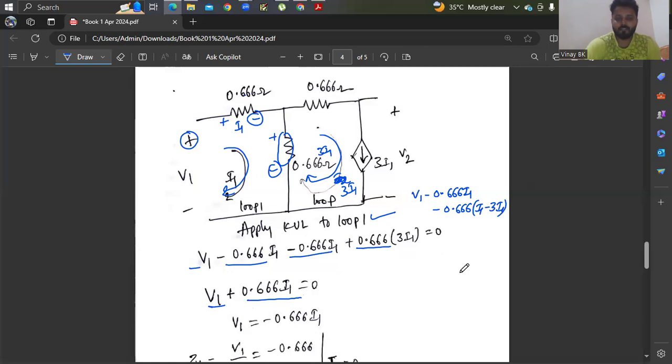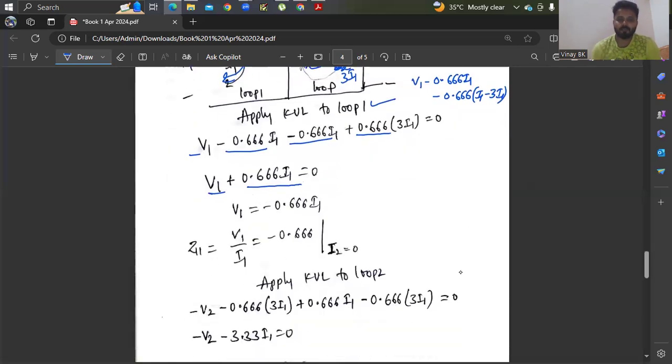So now you send that I1 part to the right side, plus becomes minus. Therefore, you can write the ratio Z11 is nothing but V1 divided by I1 by making current I2 as 0. Here I2 is not there, that is 0. Therefore, Z11 is nothing but V1 by I1, that is nothing but minus 0.666 ohm. This is Z11.